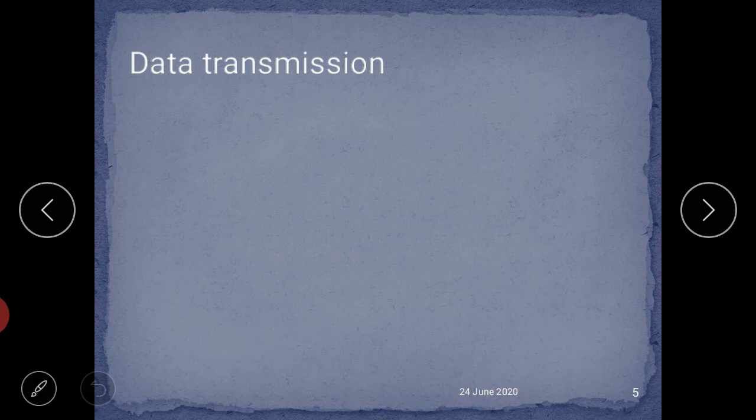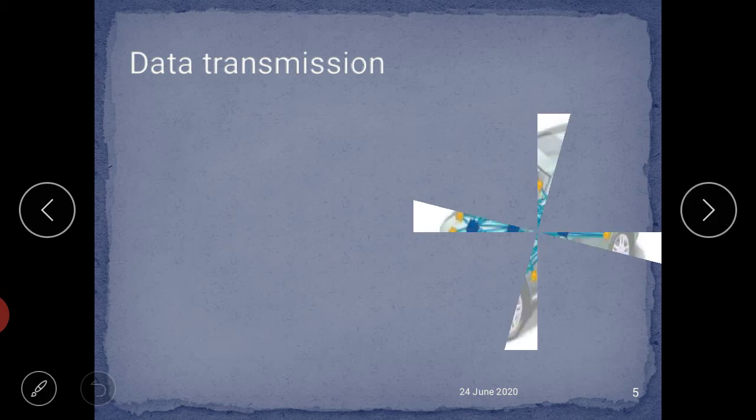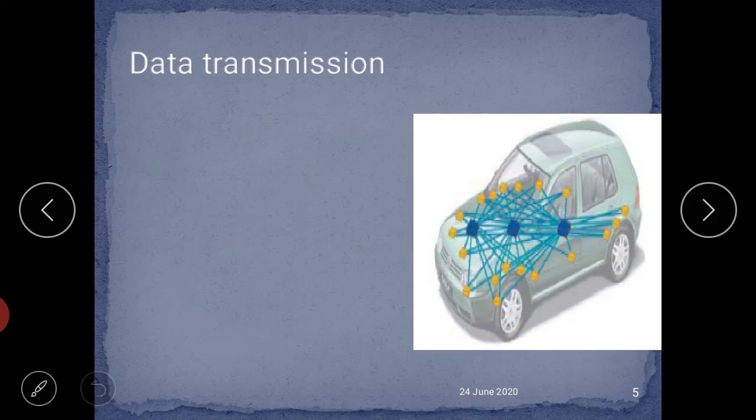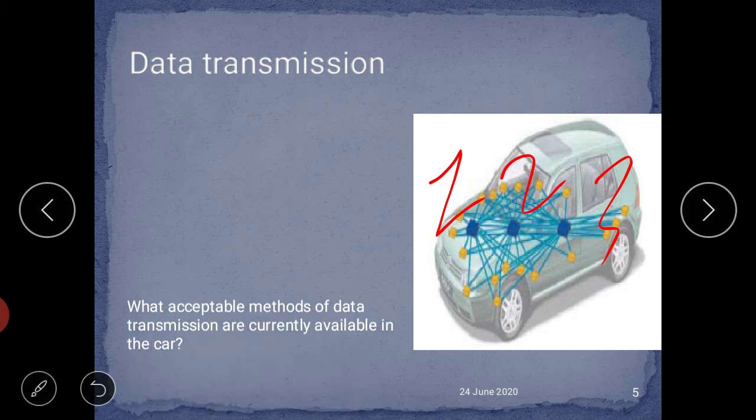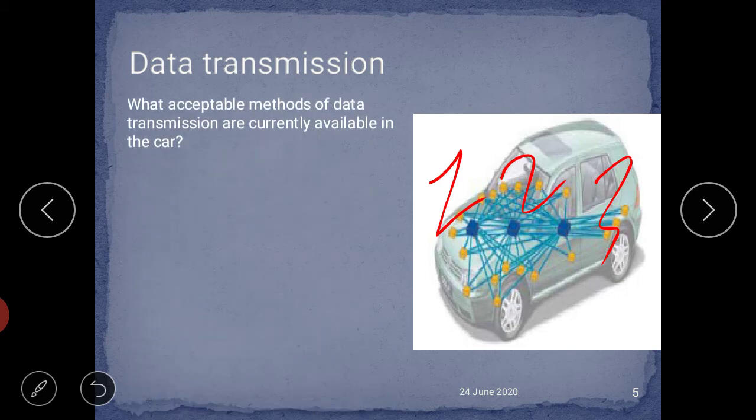Now, what is the data transmission principle? So, as you see in the vehicle, there are three different controllers: 1, 2, and 3. So, these are the three different controllers which are connected to some component or local interconnect network via CAN wires or LAN wires. Okay. What acceptable methods of data transmission are currently available in the car? Now, what are the data transmission methods currently available in the car?